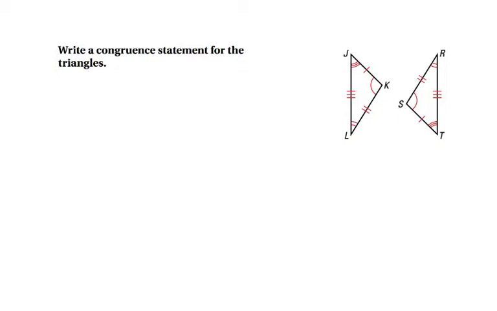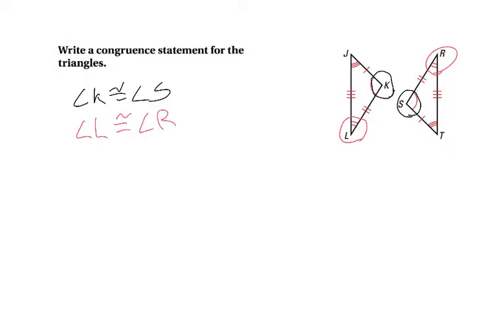The way I like to do it is to take a look at the angles that have just one arc. So those are K and S. Those are congruent. Let me make a note of that. K is congruent to angle S. Now let's go to two arcs, which are L and R. And those are congruent. L is congruent to R. And the last set, that means that J and T are congruent as well.